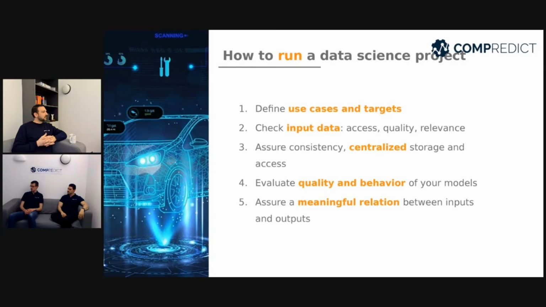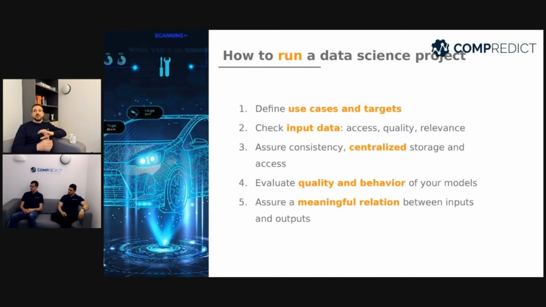Fourth, when you are then applying your data science approaches, which can be machine learning or any kind of other data-driven approaches, to evaluate the quality and the behavior of your model. And the last point, but relevant as well, is to ensure that you have meaningful relationships between your inputs, so-called features in machine learning language, and the outputs, meaning the target. Yeah. And those are, I would say, the 5 steps you really have to consider when running a data science project.